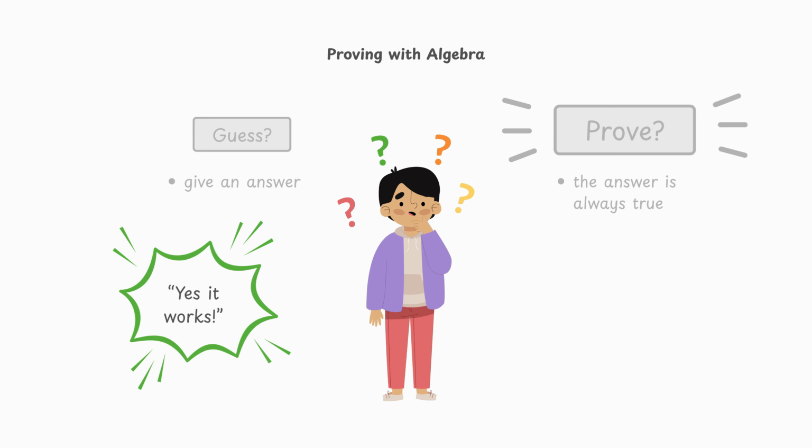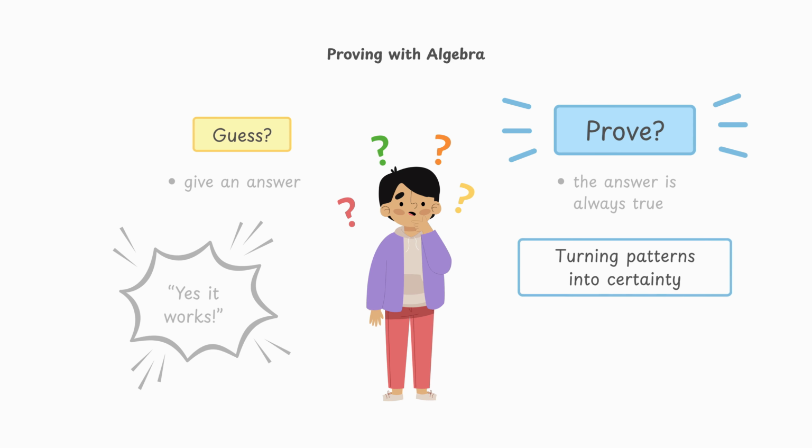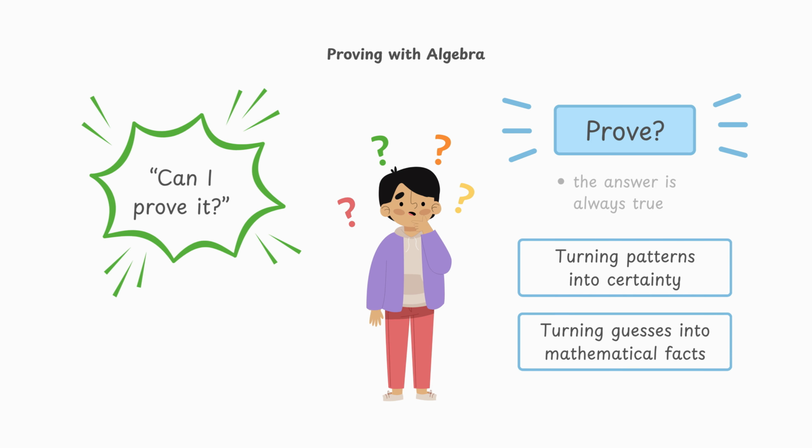That is where algebra comes in. Algebra allows us to move beyond examples and show something is true in general. Instead of testing one case, we build a logical argument. Something that works every time, not just sometimes. So in this lesson, we are not just checking answers, we are proving them, turning patterns into certainty and turning guesses into mathematical facts. So whenever you see a statement, don't just ask, does it work? Ask, can I prove it?